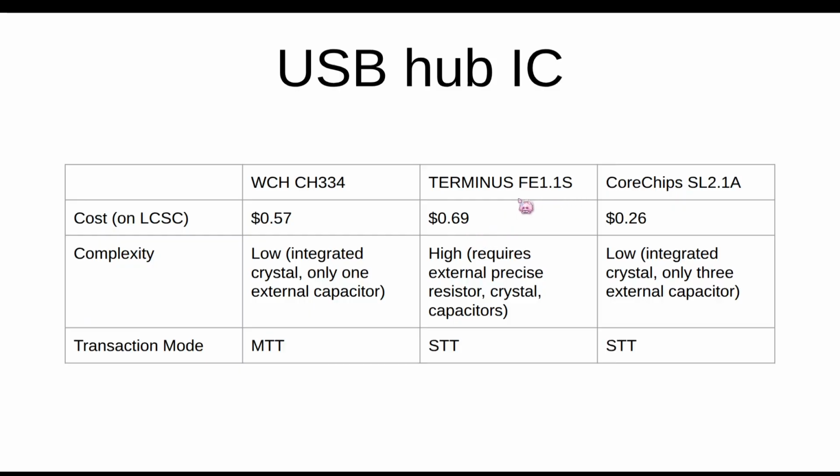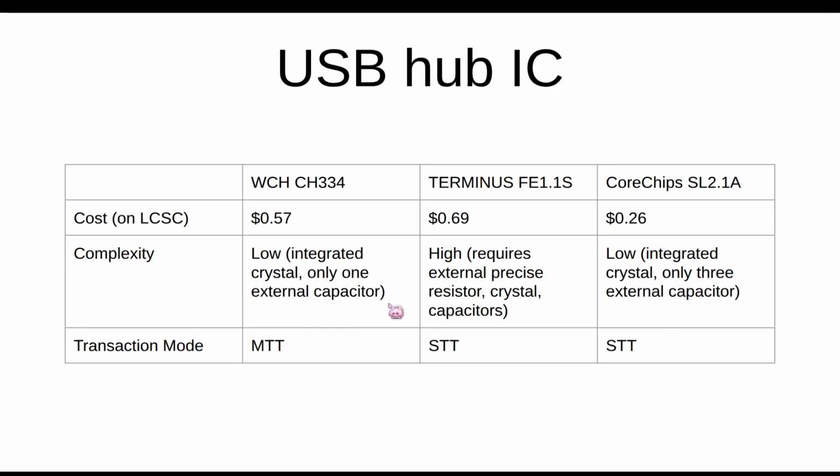Compared to something like the FE1.1S, it costs more and you also need more components. The Core chip SL2.1A is another low-cost alternative, but I like the WCH chip more because it's simpler. This one needs 3 capacitors.